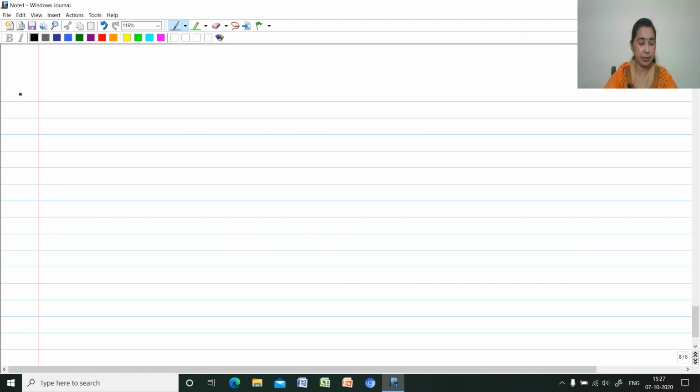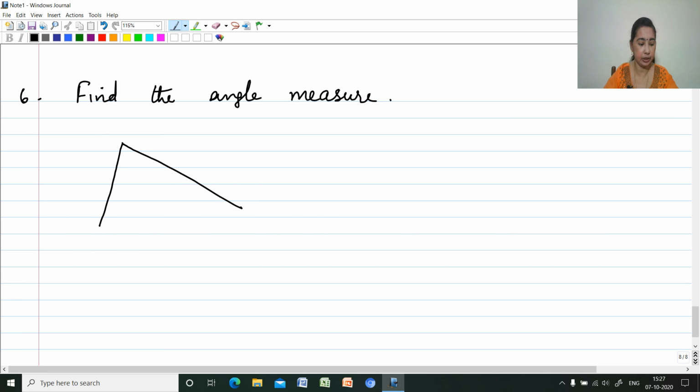Then question number 6. Find the angle measure in each of the following questions. There is a figure given there. This angle is given as 50, this is 130, this is 120 and this is x. It is asked to find out what is the value of x.